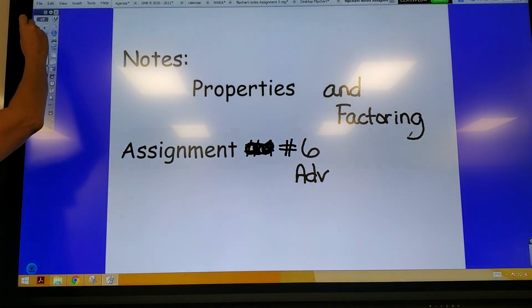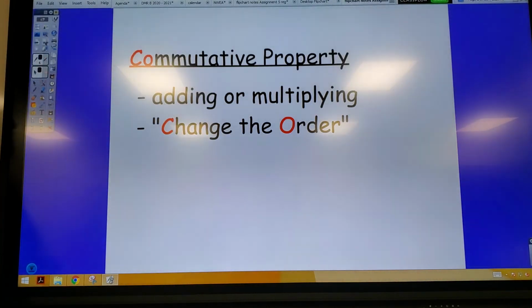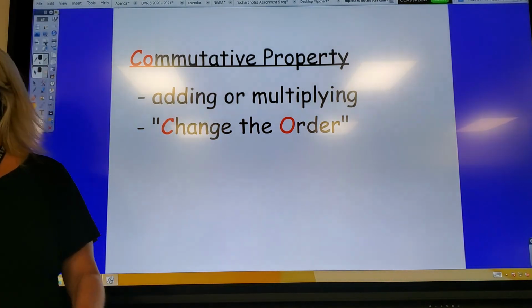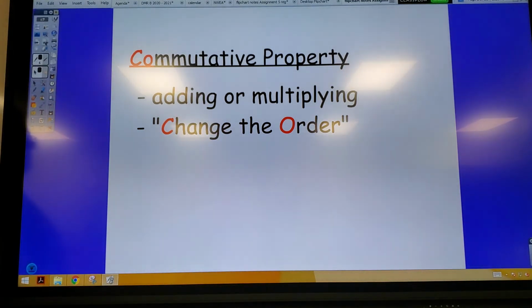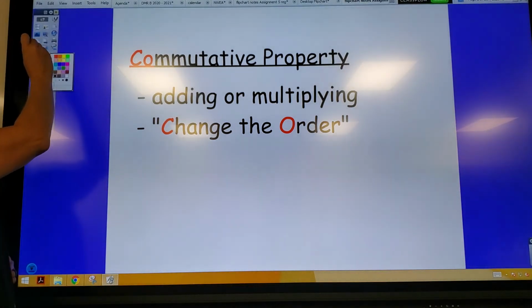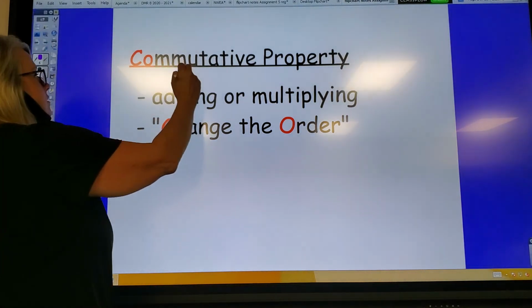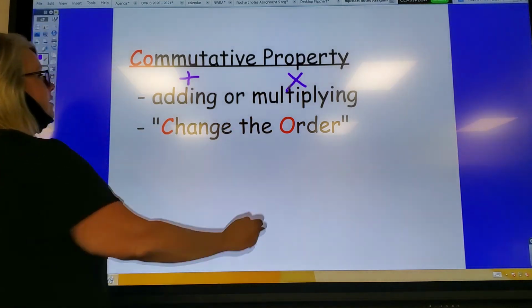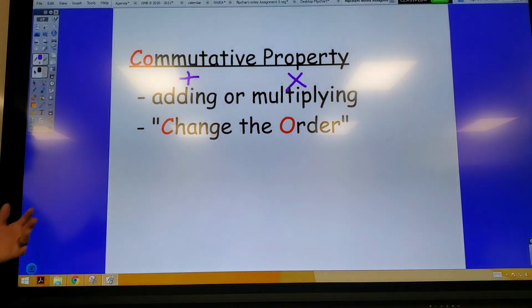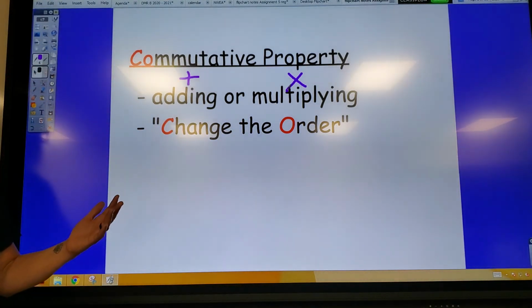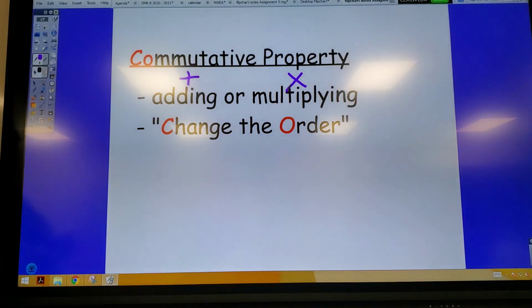So the first property that we're going to talk about is the commutative property. So I would write the name, commutative property. Now, the commutative property is only for adding and multiplying. You can only do that when you add or you multiply. You don't have to write out the words, you can just put a plus sign and a multiplication sign. So it doesn't work for subtracting. It doesn't work for dividing.